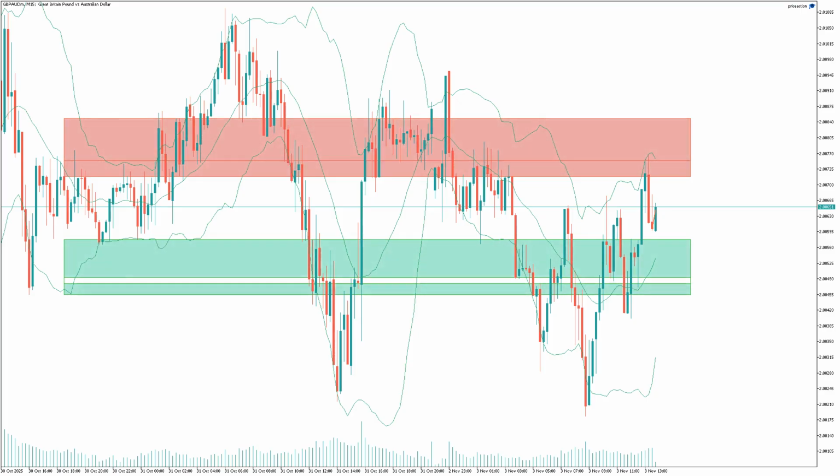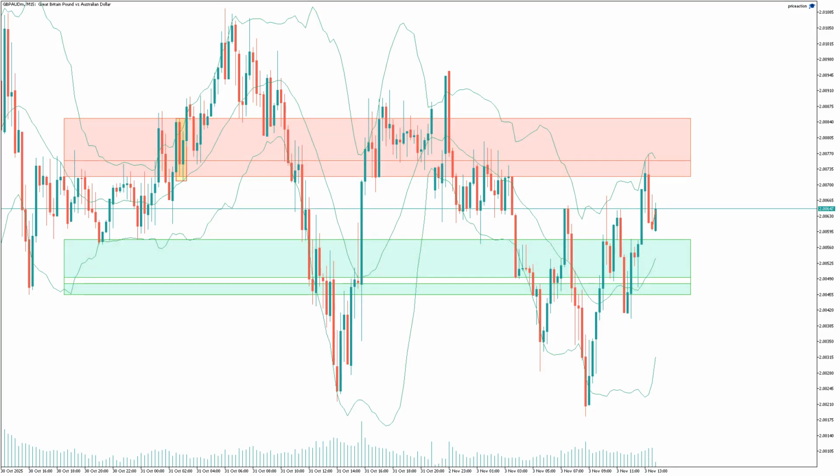Today, we're diving deep into the GBPAUD, bringing you a precise breakdown using both the 15-minute and 1-minute timeframes. We'll be identifying potential buying and selling opportunities and mapping out the likely price direction.